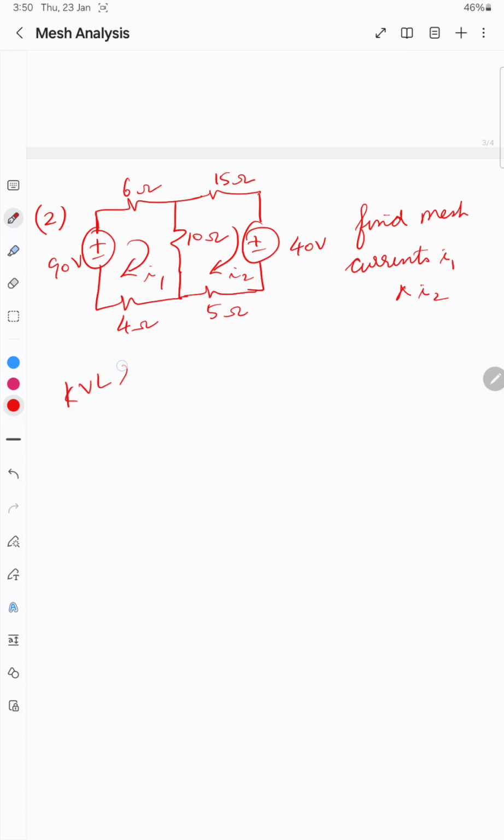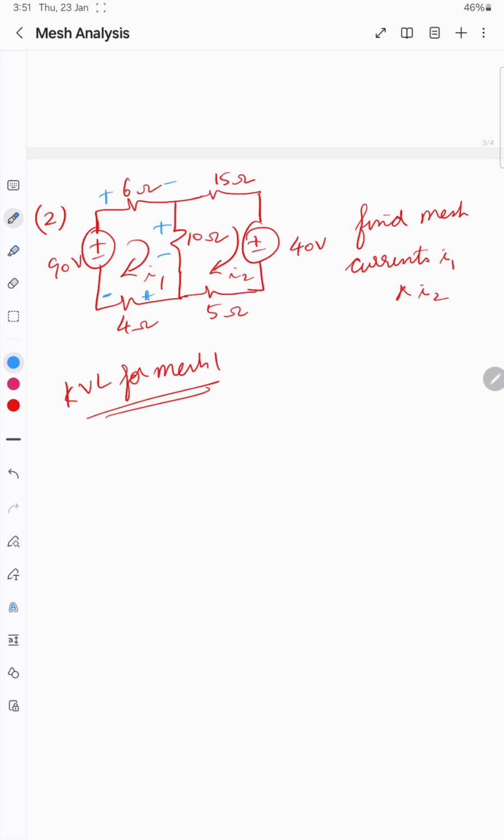So you apply KVL for mesh 1. Okay, right. So what about for the mesh 1, where I have to put the voltage? You see here, plus minus, plus minus, plus minus. This is the voltage.